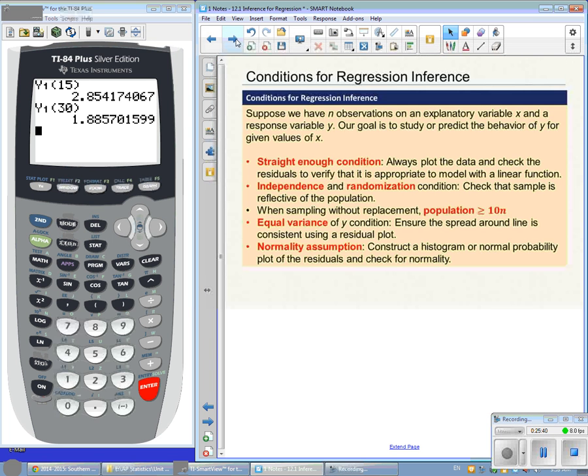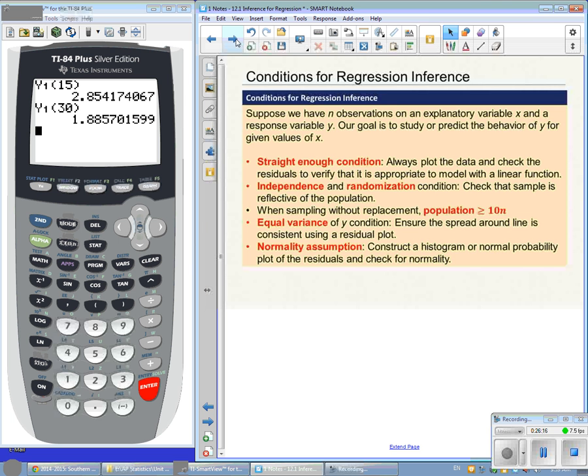All right. So when we're doing inference for regression, there are 5 total conditions. And so it's important that we think about each of them in the process. For example, the straight enough condition. This is pretty obvious. If I'm going to be doing regression about a linear equation, I want to make sure my data is linear. If I do a scatter plot and I see a curve, is it going to make sense to do a straight line regression? No. So if it's curved and I'm doing linear regression, I'm going to stop. There's no sense in going any further. So that's the first condition.